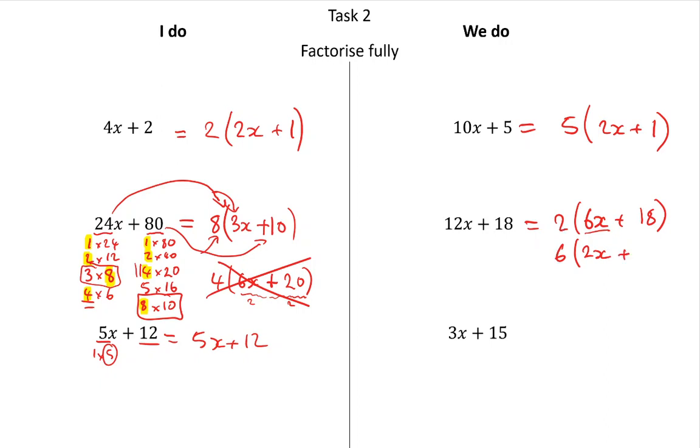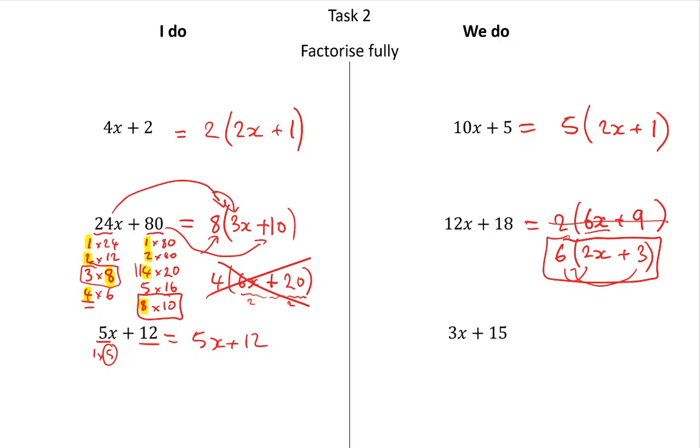Oh, that shouldn't have been 18 there, should it? I should have halved that 18 to get 9. So how many 6s are in 18? That would be 3. So you do want to do this kind of sanity check right afterwards. So you want to do, what is 6 times 2x? Well, that is 12x. And what is 6 times 3? That is 18. So this is the fully factorized version. So that would be my answer for that one, not this semi-factorized one.